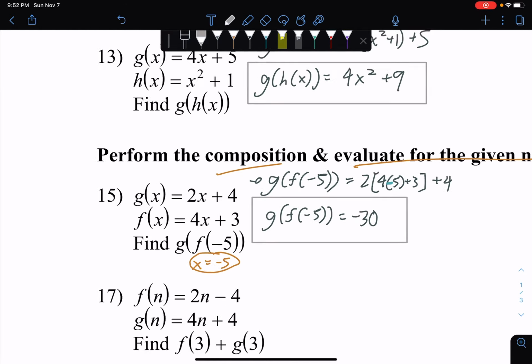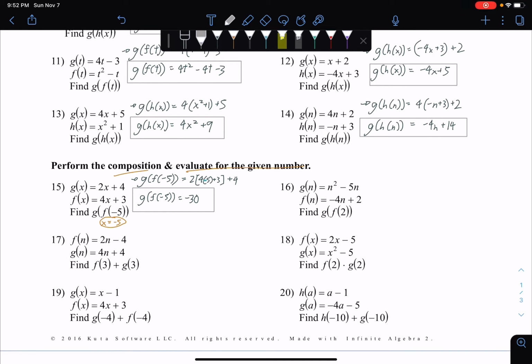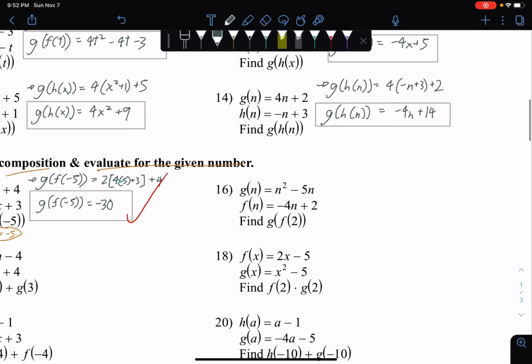How can we prove that it's negative 30? We'll check the solution later, but I'm pretty sure this is negative 30. I mean, we'll be checking the answer key later.